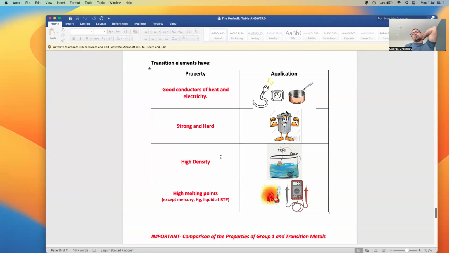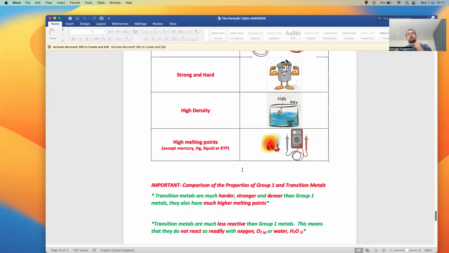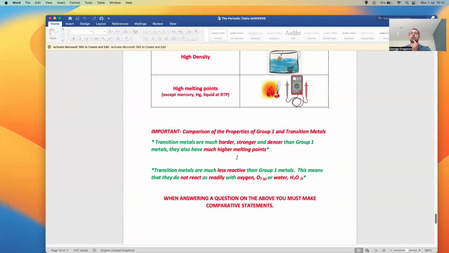Sometimes you get asked to compare group 1 and the transition metals. So remember, transition metals, unlike group 1, which can be cut with a knife, these cannot, obviously. These are just, think of a typical metal. Think of copper. They're harder, stronger, denser, and they have high melting points. They're also much less reactive than group 1. So group 1, when you drop it in water, it moves around, fizzes, dissolves. This one doesn't. It doesn't even react with oxygen or water very readily. You have to heat it.